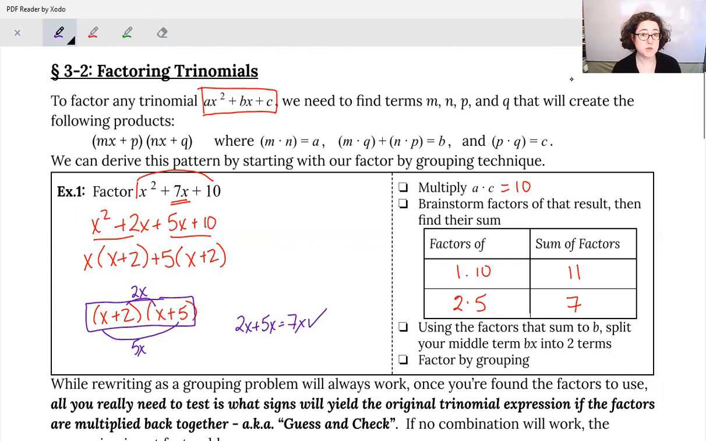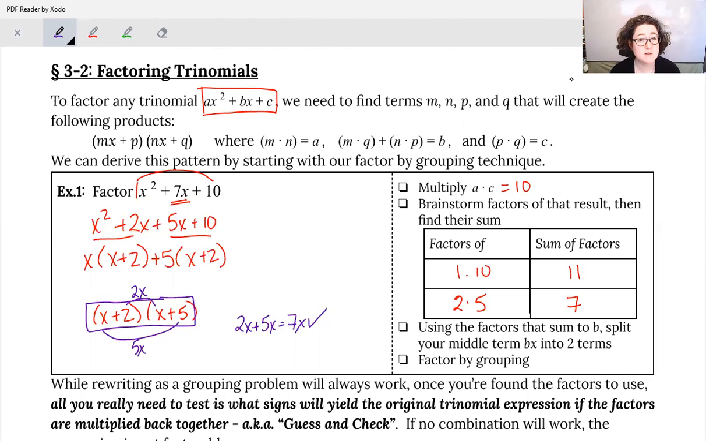I can check the first two terms as well. x times x gets us back to x squared, and the last two terms, 2 times 5, get us back to the positive 10. Everything multiplied back together takes us to that trinomial. To save ourselves time, instead of turning every one of these into a grouping problem, let's guess at the different factors and then check using multiplication. Let's try a few problems with this, starting out straightforward, with just an x squared, a variable squared without a coefficient.